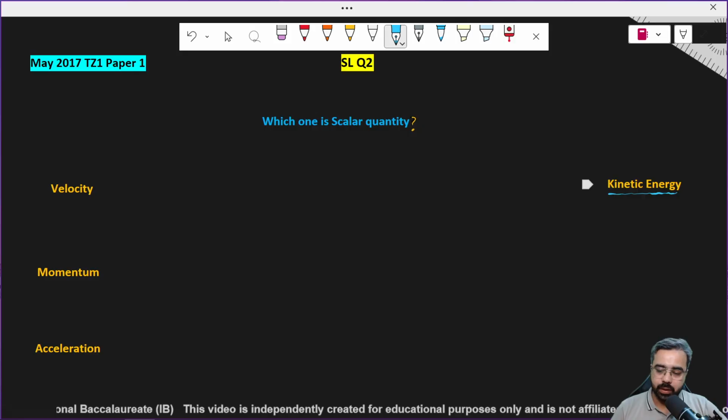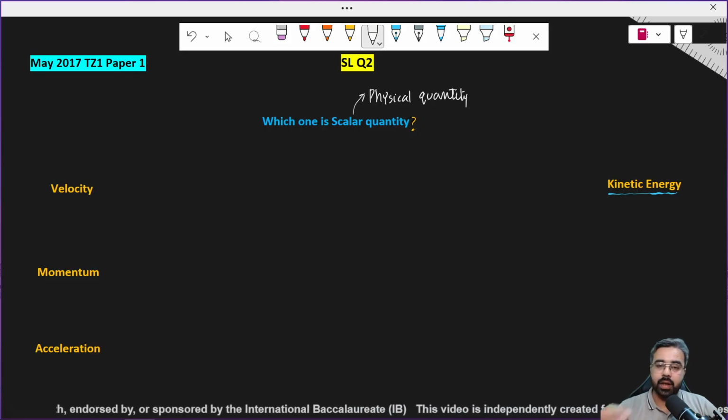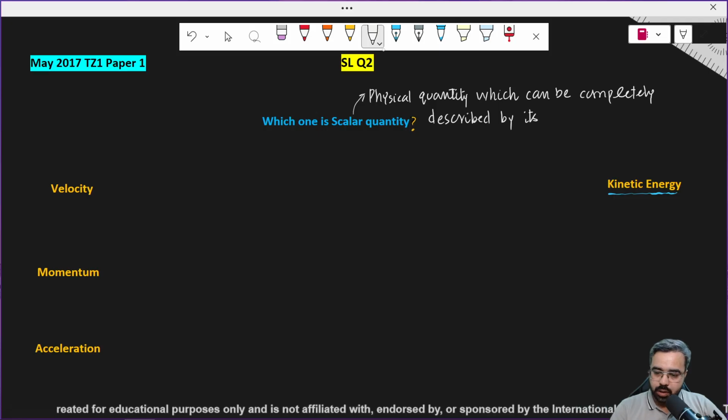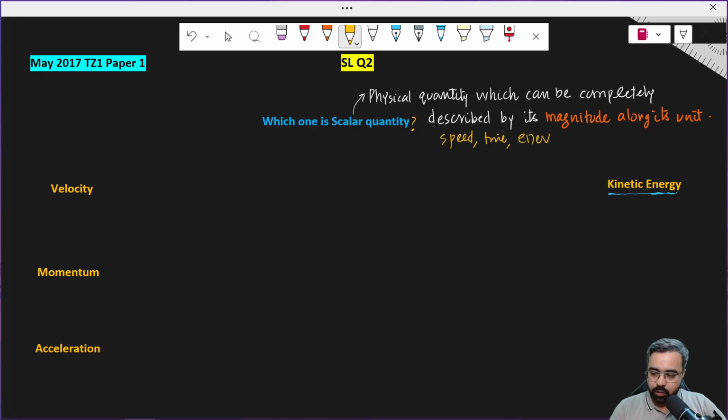Let us explore it. A scalar quantity is a physical quantity which can be completely defined by its magnitude along with its unit. It doesn't require any direction. It doesn't have any direction. Okay, its magnitude along with its unit. So, for example, speed, time, and all forms of energies are scalar quantities, power, etc.